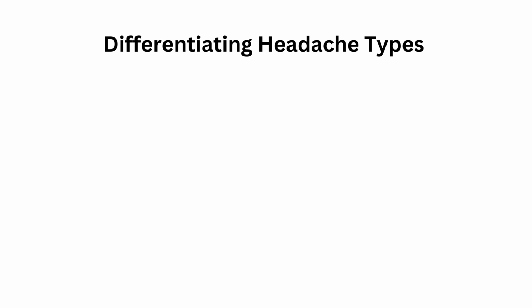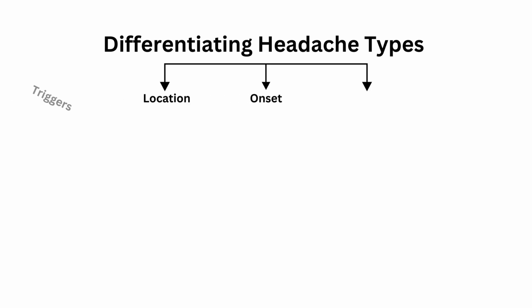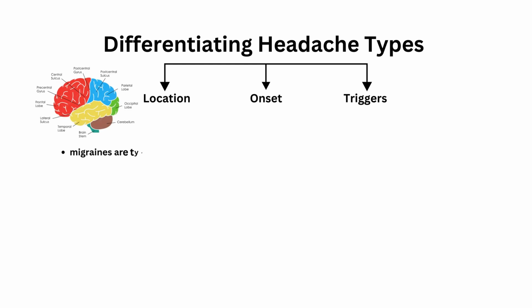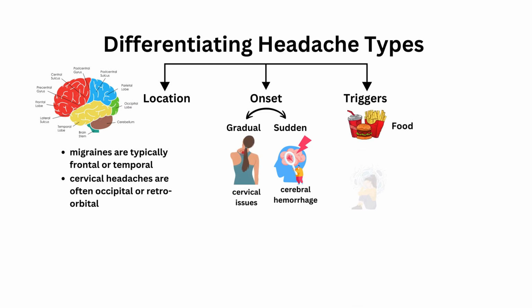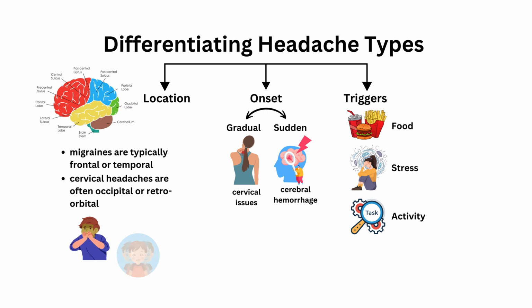Differentiate headache types on the basis of location, onset, and triggers. Migraines are typically frontal and temporal, while cervical headaches are often occipital and retroorbital. Sudden onset could indicate a cerebral hemorrhage, while gradual onset points to cervical issues. Note food, stress, or activities that may provoke symptoms. And remember, associated symptoms like nausea, aura, or visual changes are classic in migraines, while neck stiffness might suggest meningitis or cervical origins.